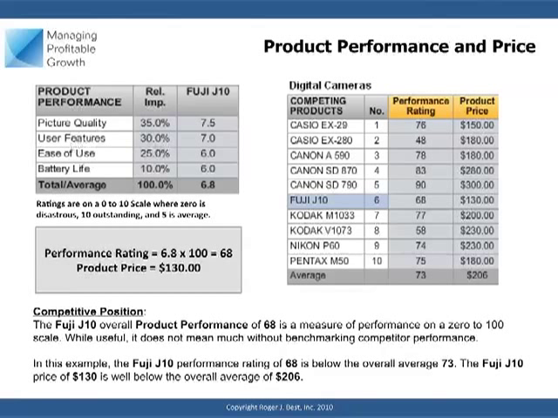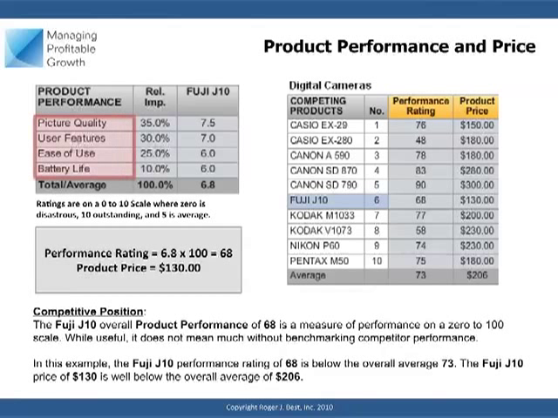Price performance value is a key marketing analytic that is derived from your product performance and price. Product performance is rated using a scale of 0 to 10, where 0 is disastrous and 10 is outstanding, and a score of 5 is average. Multiplying the weighted average score of product performance by 100 creates a product performance score.